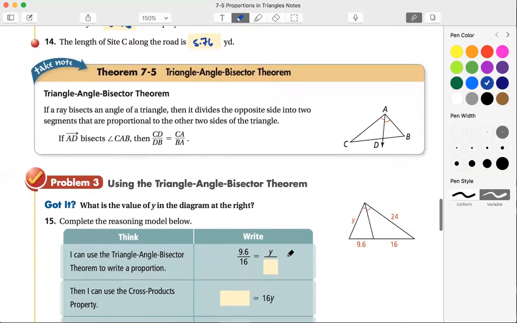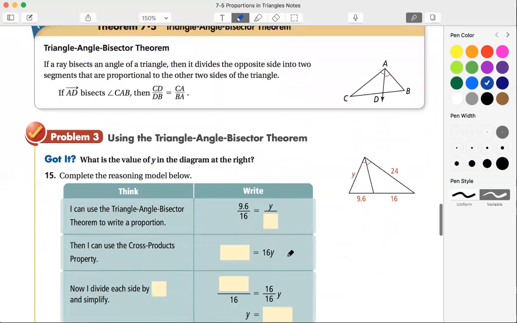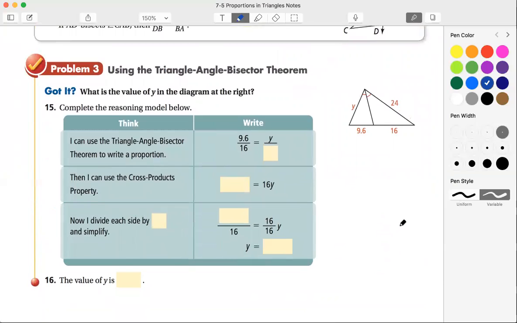All right, if a ray bisects an angle of a triangle, then it divides the opposite side into two segments that are proportional to the other sides of the triangle. So we know this. Let's try this problem. We have an angle bisector, so we can set up the proportion. 9.6 is to 16 as Y is to 24. Cross products property, multiplying both sides, you get 230.4 equals 16Y. Dividing both sides by 16, you get Y equals 14.4. So the value of Y is 14.4.